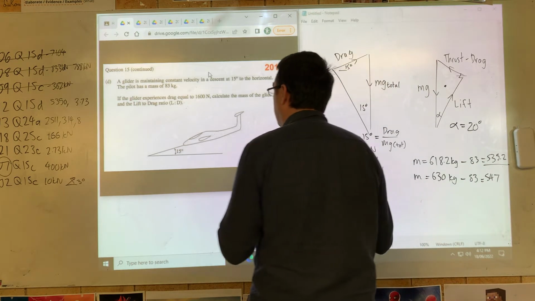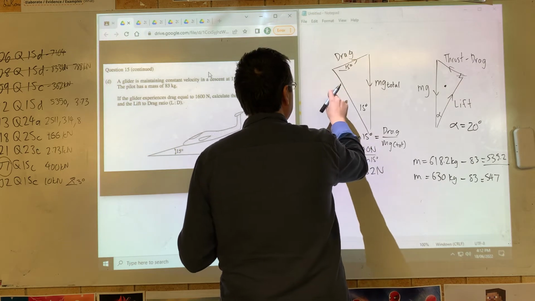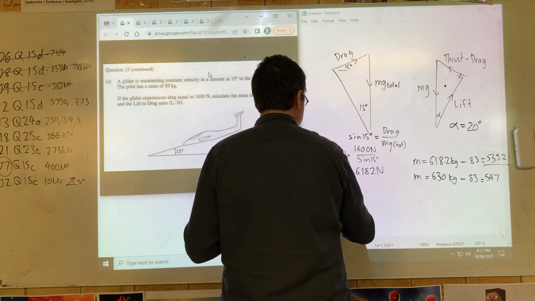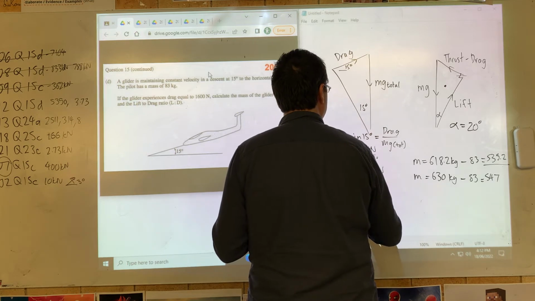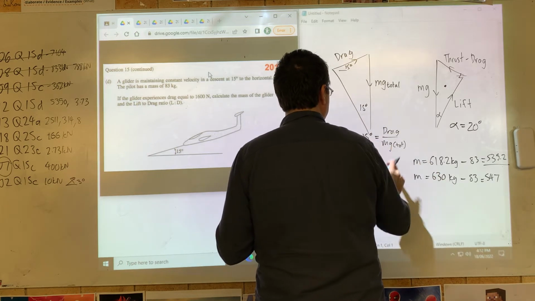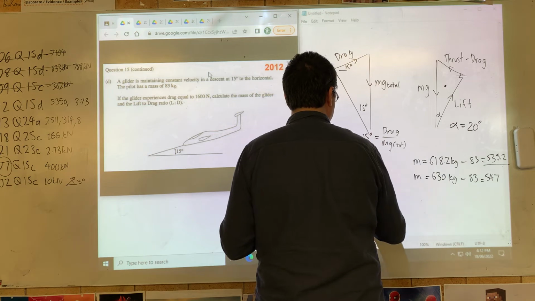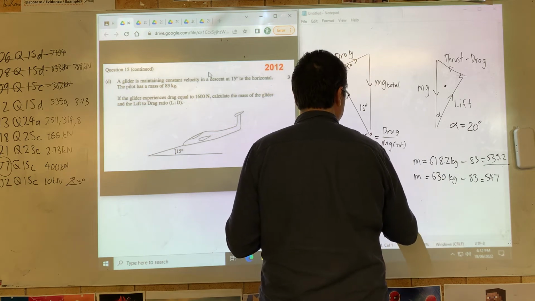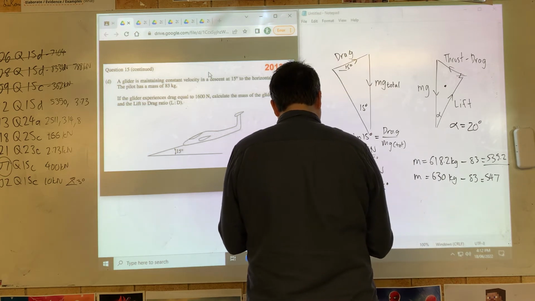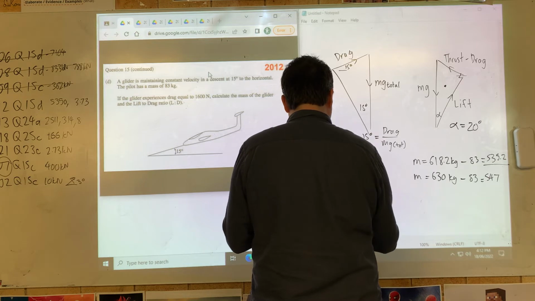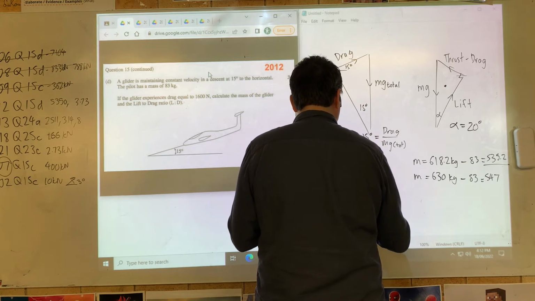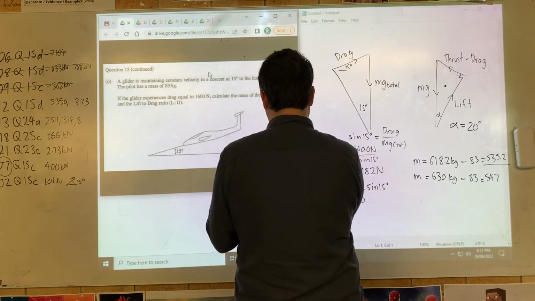And then we also need to calculate the lift. So lift equals, now that we know this value, we can write 6182 sine 15. 6182 sine 15 equals 1600. I've done something wrong there.